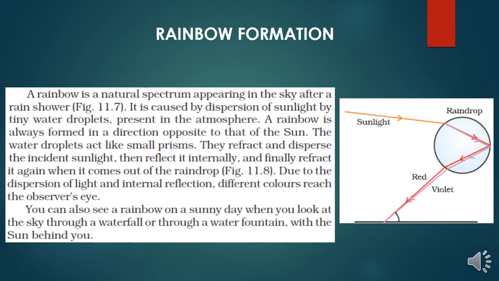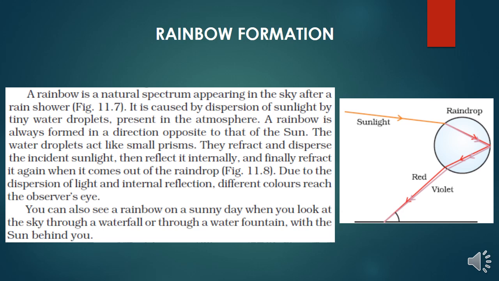Now the rule is that a rainbow is always formed or observed in the direction opposite to that of the sun. So if you are seeing a rainbow, that means your back will be facing the sun. It is always opposite to the direction of the sun.